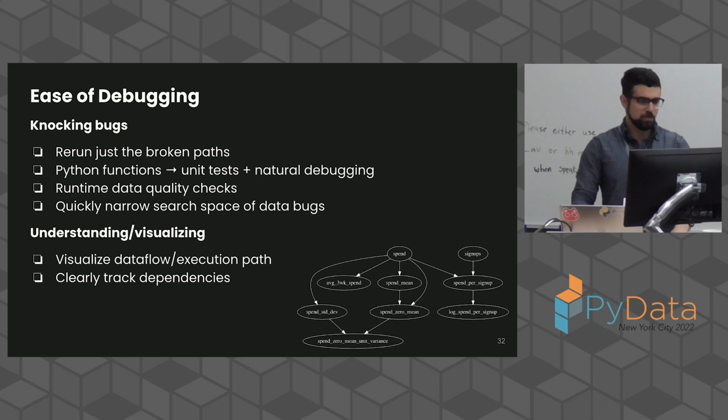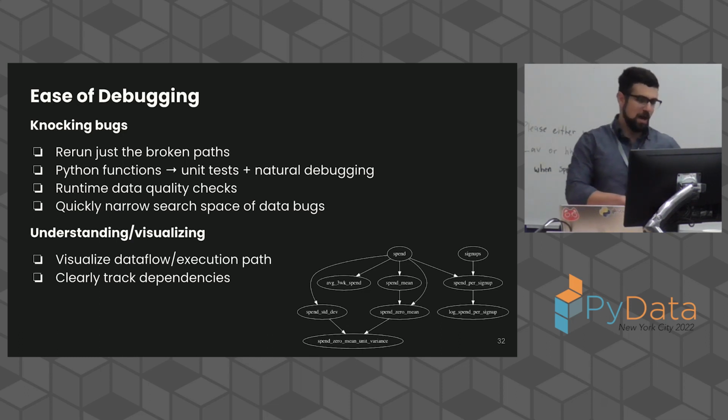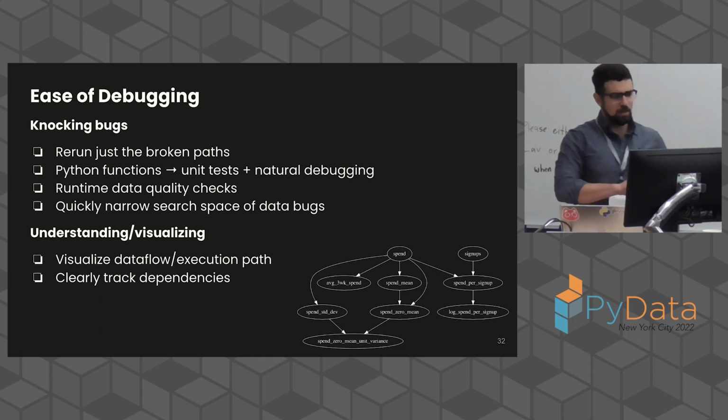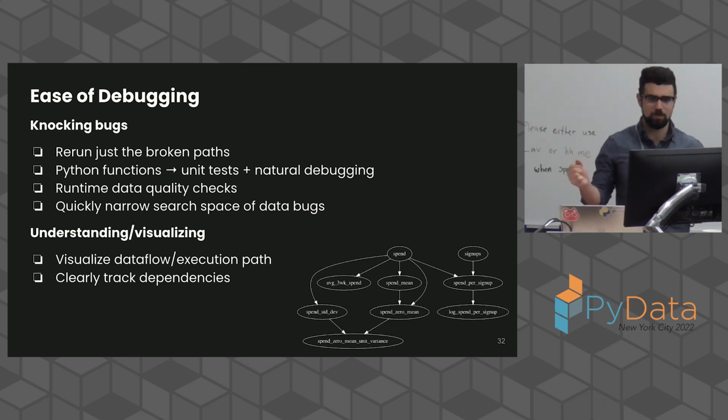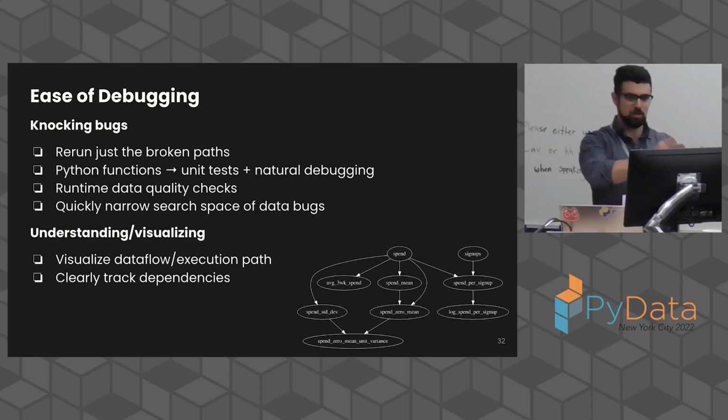Hamilton makes it easier to debug. To knock your bugs out, you can just rerun the broken paths. Python functions make it really easy to do unit tests and natural debugging. Hamilton gives you runtime data quality checks for free. I'll talk about that in just a minute. And it allows you to quickly narrow the search space of data bugs. So if you've ever had to deal with a data bug in your pipeline, some weird thing that cascades down, you can do a binary search of the DAG, a bisect over the shape of the DAG, over all these different spaces.